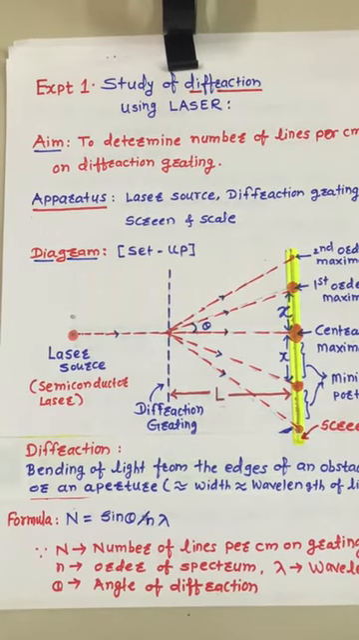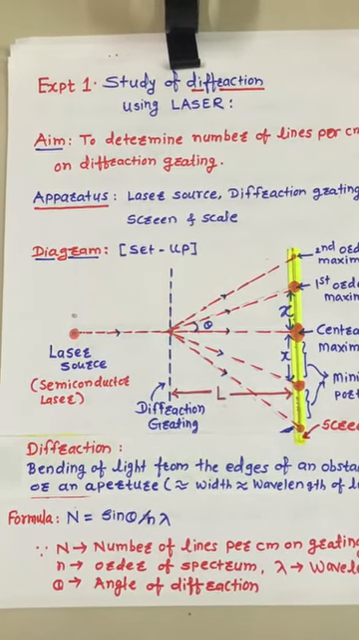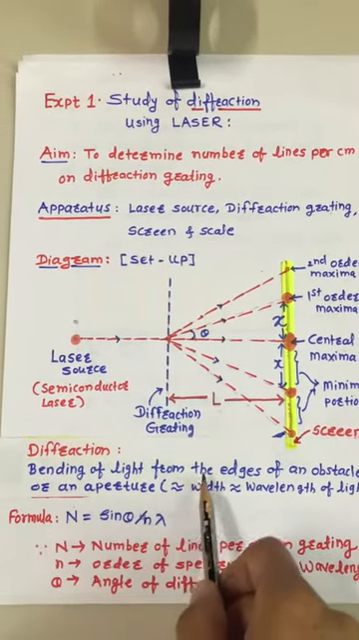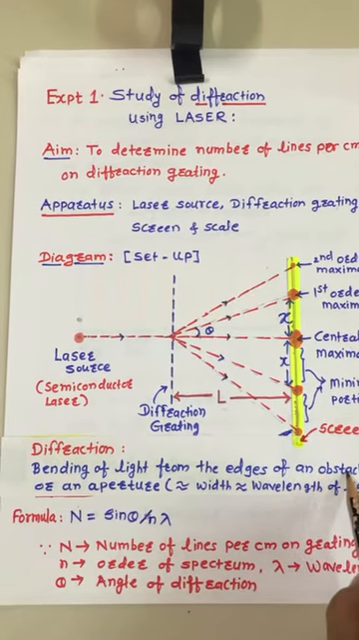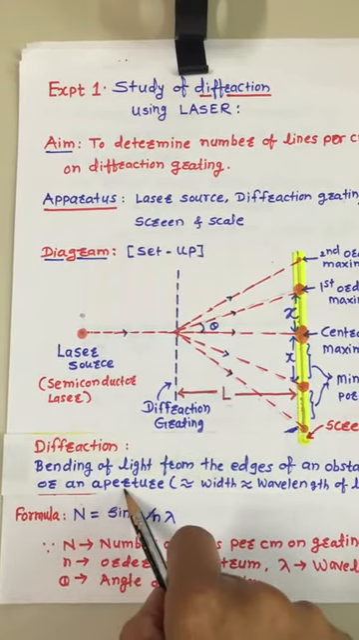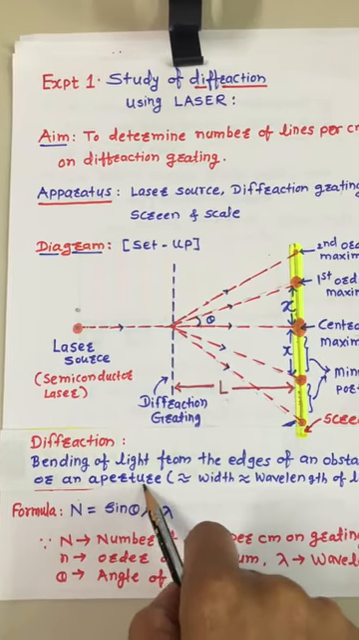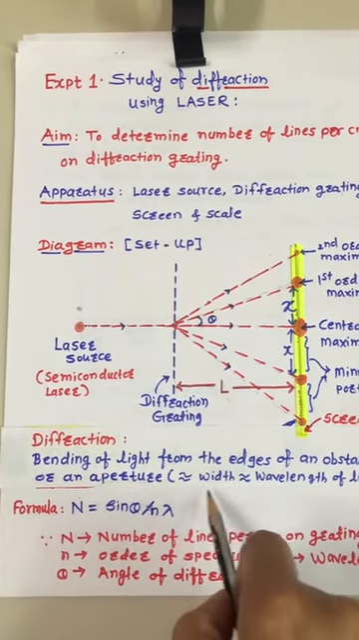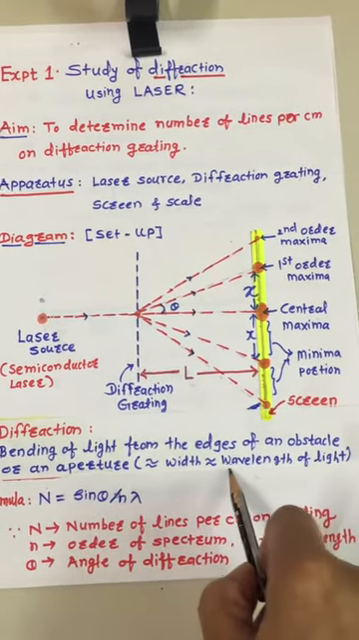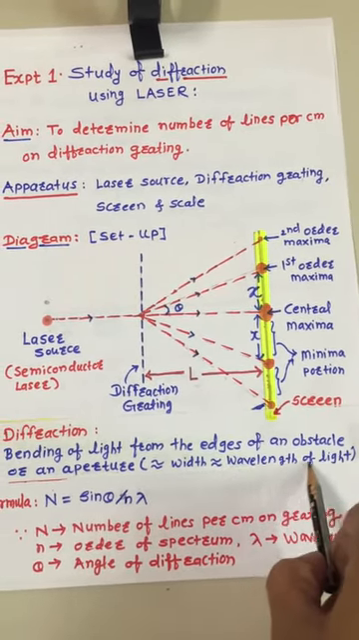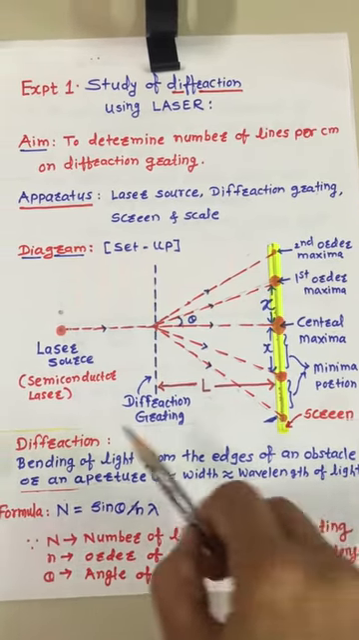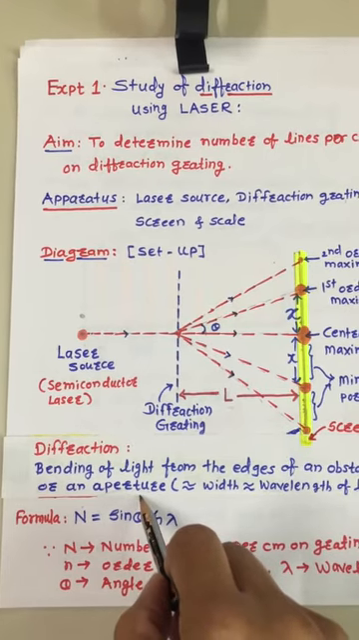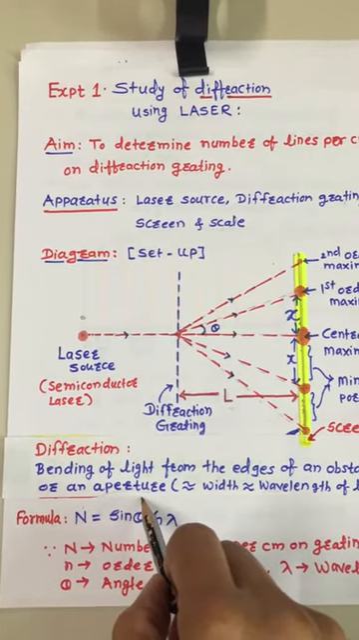Diffraction, we already discussed this concept in earlier lectures or in earlier standard. Diffraction stands for bending of light from edges of an obstacle or even an aperture. But when we speak of diffraction as bending of light from edges of an aperture, the width of the aperture must be comparable to the wavelength of incident light. Then only the diffraction will occur from the edges of the aperture.